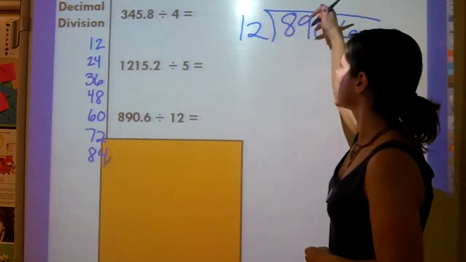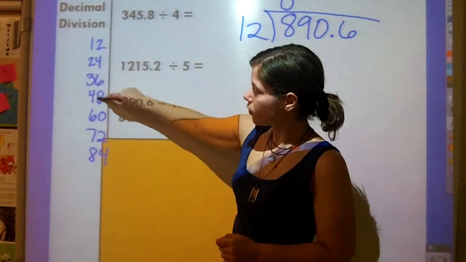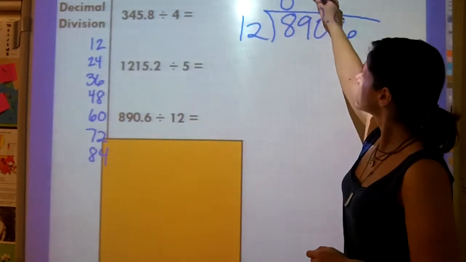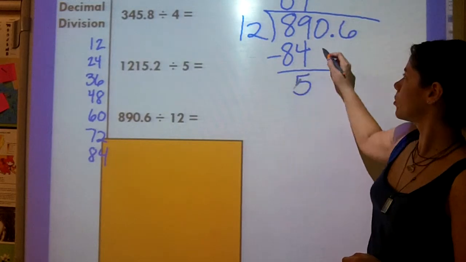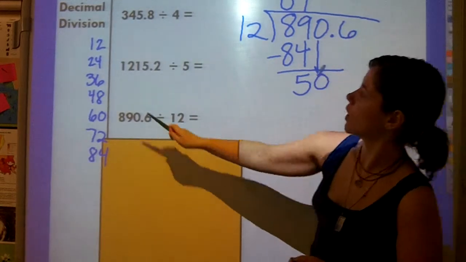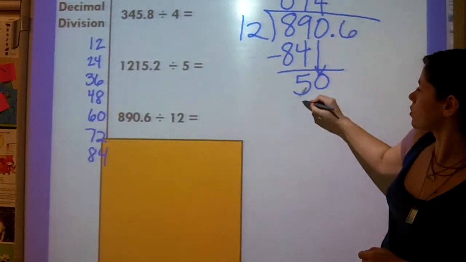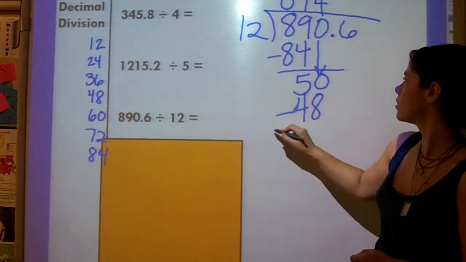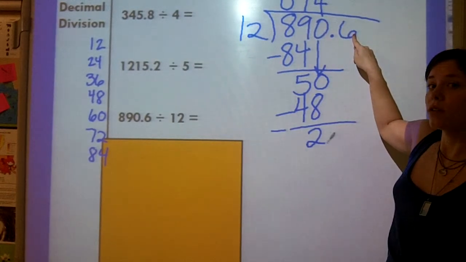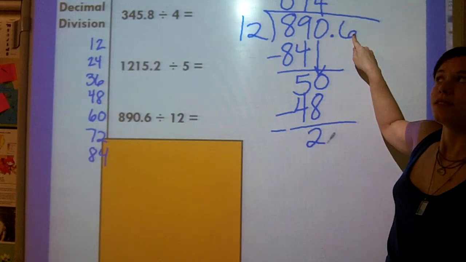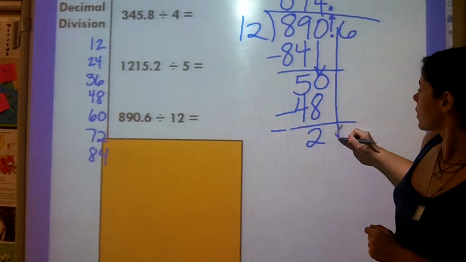I can't count by 12 to get to 8. I count by 12 1, 2, 3, 4, 5, 6, 7 times to get to 84. Bring down my 0. I count by 12 1, 2, 3, 4 times to try to get to 50, because 12 times 4 is 48. I'm left with 2. I can't bring my 6 down until I do what? Bring up my decimal. Good. Now bring the 6 down.